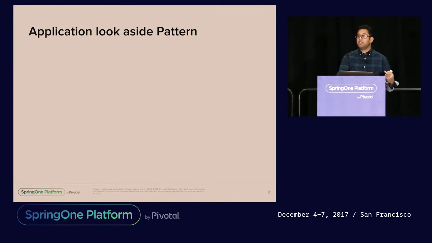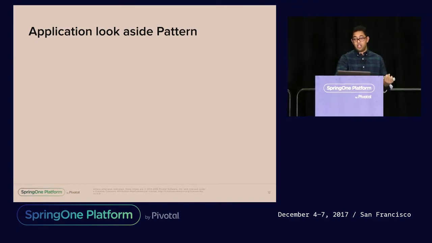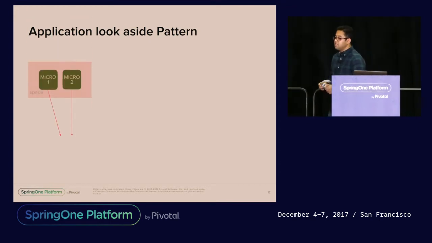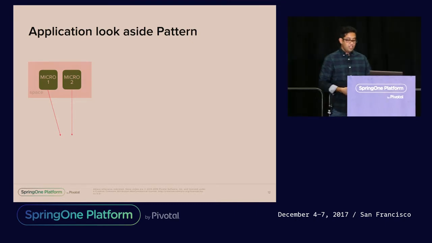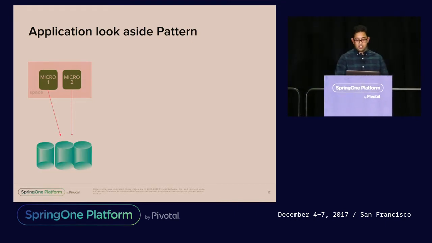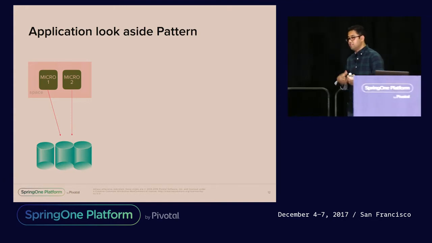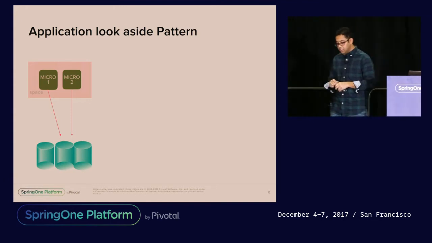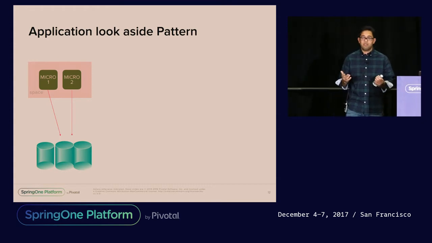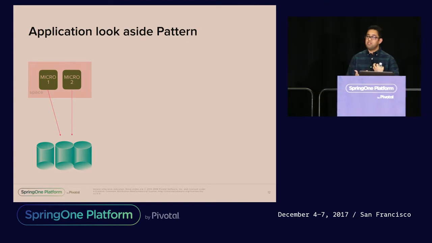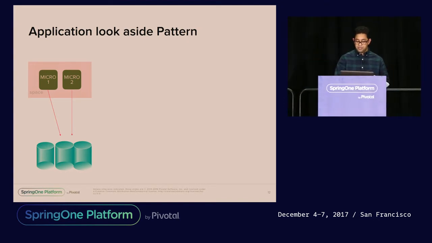One of the favorite and most easy to do is an application look-aside cache pattern. You have two instances of a microservice in a space, you spin up your PCC cluster. Before that, you have a database already. So let's suppose that you're talking to a database directly. Now you want to introduce the concept of a cache in the middle so that you can increase the responsiveness of your application, for example.